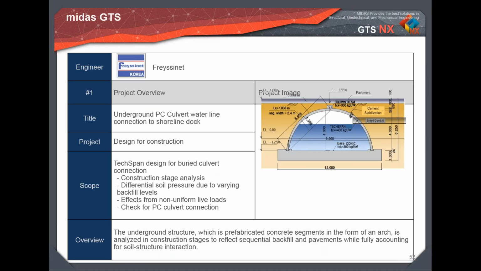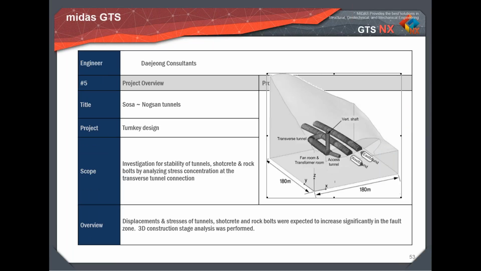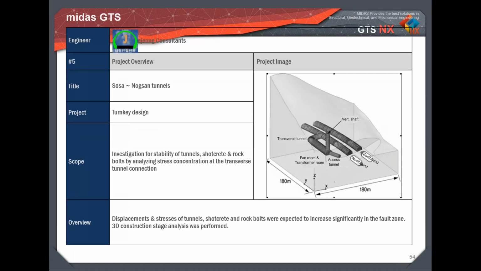One is underground PC culvert, waterline connection to the shoreline duct, done by Fresinet Korea. Daejeon Consultants, Sosa Nongsan tunnels. Once again, GTS NX has been used for investigation of stability of tunnels, shotcrete and rock bolts, by analyzing the stress concentration, and the transverse tunnel connection has been done. Similarly, by Daejeon Consultants, the same.